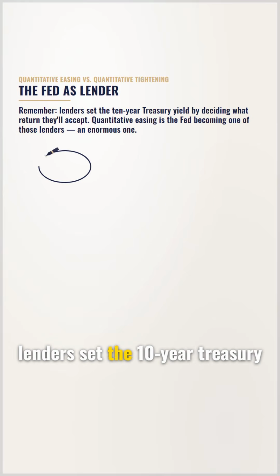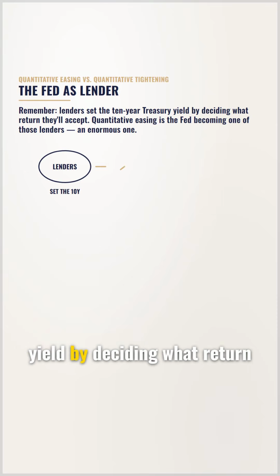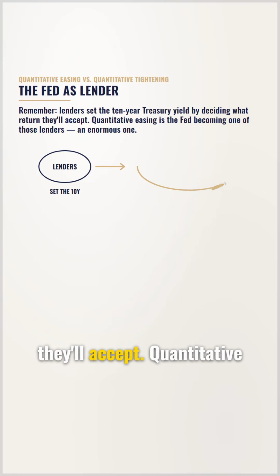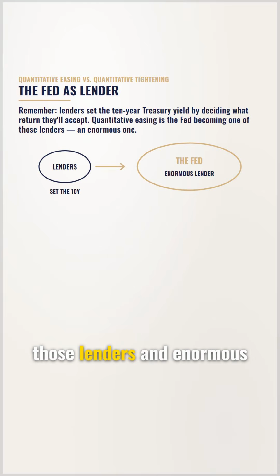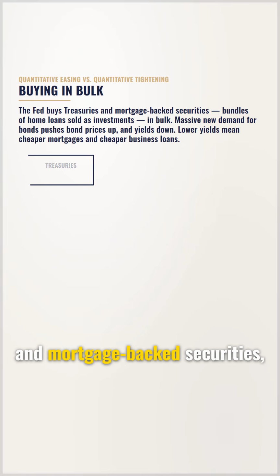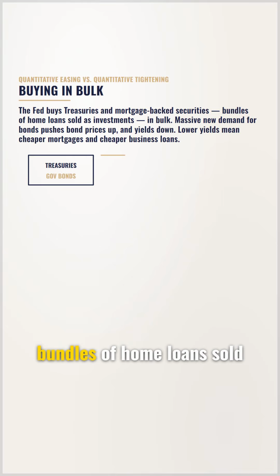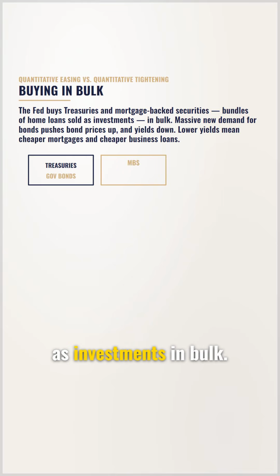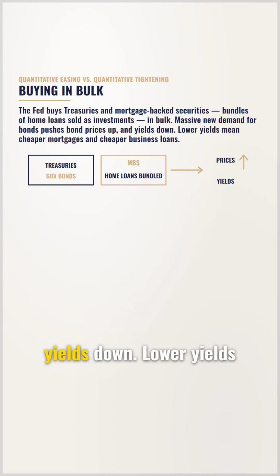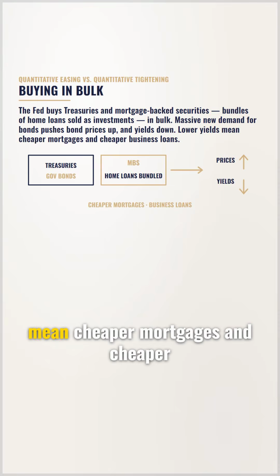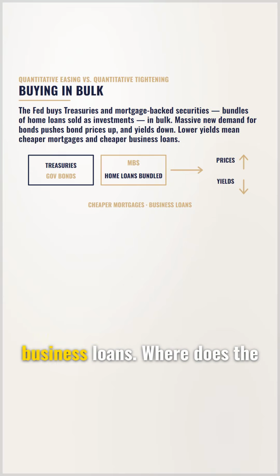Remember, lenders set the 10-year Treasury yield by deciding what return they'll accept. Quantitative easing is the Fed becoming one of those lenders, an enormous one. The Fed buys Treasuries and mortgage-backed securities, bundles of home loans sold as investments, in bulk. Massive new demand for bonds pushes bond prices up and yields down. Lower yields mean cheaper mortgages and cheaper business loans.